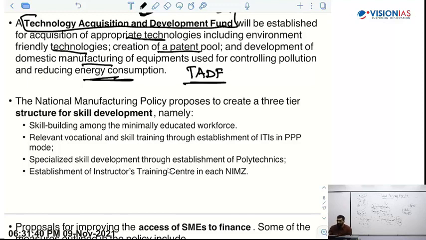Okay, so the technology acquisition and development fund is clear, to help acquire technology. Next, the National Manufacturing Policy structure for skill development. So we had a feature for skill development, skill building amongst the minimally educated workforce, establishment of ITIs in PPP mode, industrial training institutes. They will be built in PPP mode.